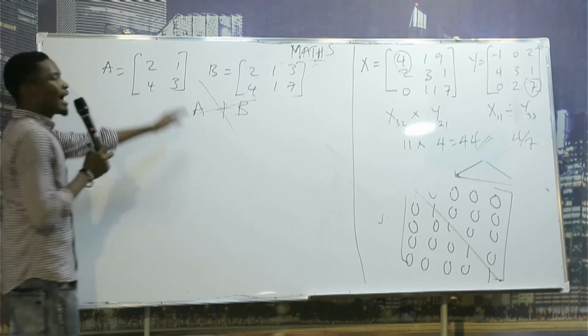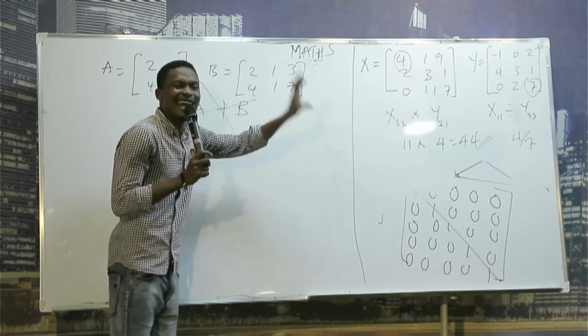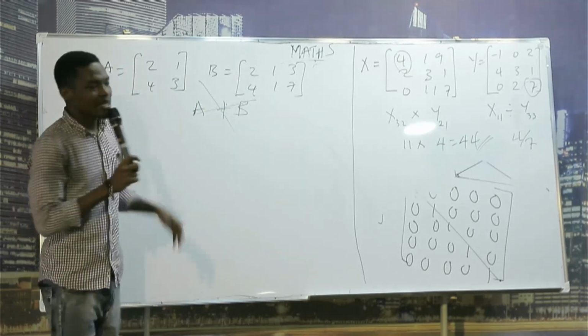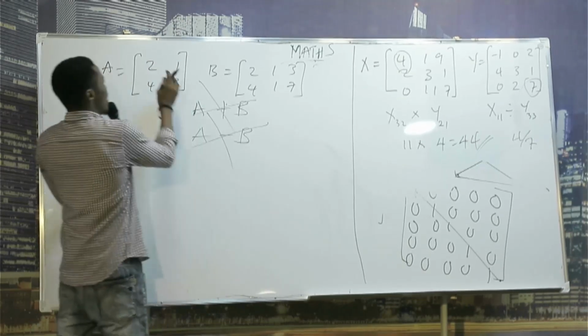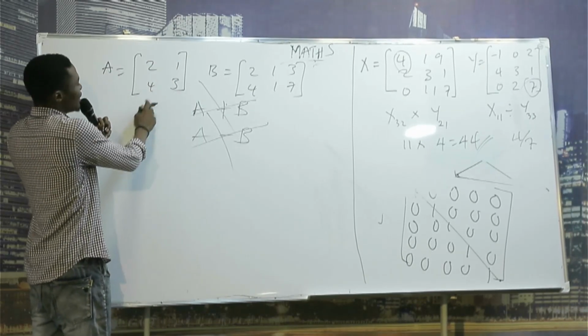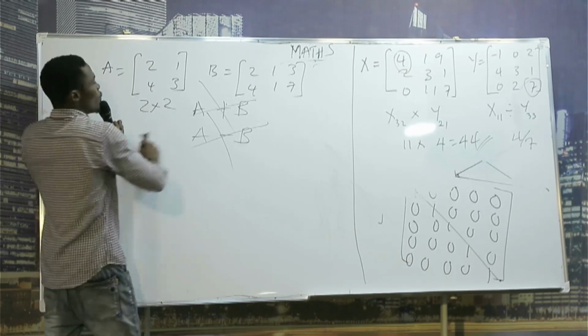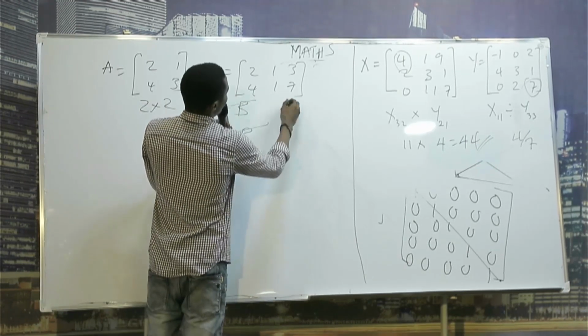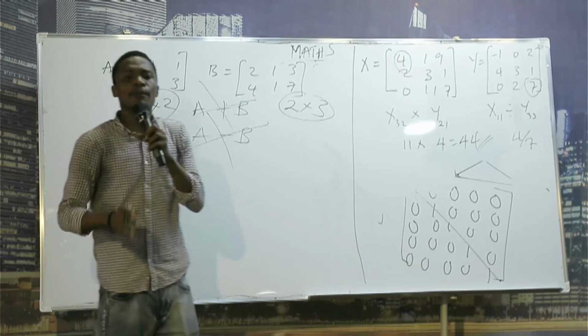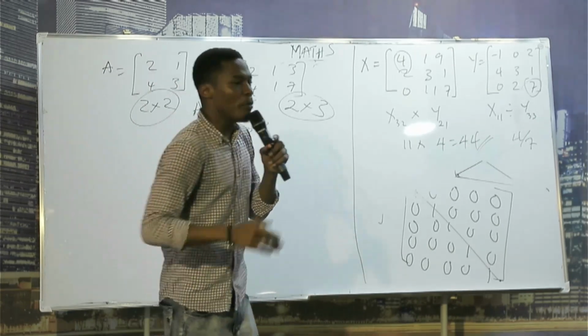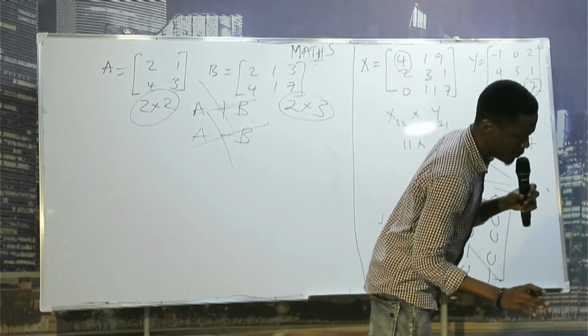Okay? So you cannot add two matrices that don't have the same order. The same thing, you can also not subtract both of them. Class, what is the order of this guy? 2 by 2. What is the order of this guy? So this is 2 by 3. You cannot add both of them. For you to be able to add, both of them must have the same order. Are you with me now?